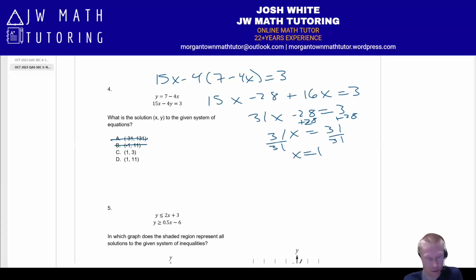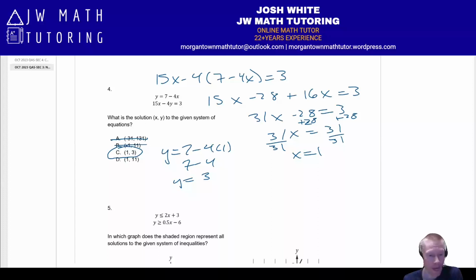We're now down to two choices. So at this point, probably just go back to the first equation, plug in the value of x that we got. 7 minus 4 times 1, well, that's just 7 minus 4. So y is going to equal 3. Correct answer is going to be letter C.